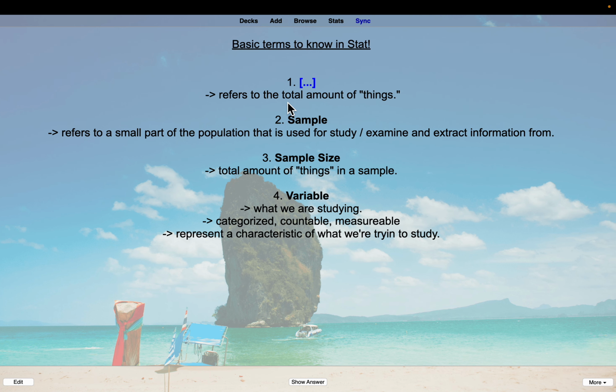What are the basic terms to know in statistics? Blank refers to the total amount of things. This is the population. Things, or maybe in a more humane way, humans, in the context of population. Sample refers to a small part of the population that is used for study or to examine and extract information from. Again, this is a portion of the total population. Sample size, this refers to the total amount of things in a sample. And for variable, this is what we're studying. It can be countable, it can be measurable. It represents a characteristic of what we're trying to study.